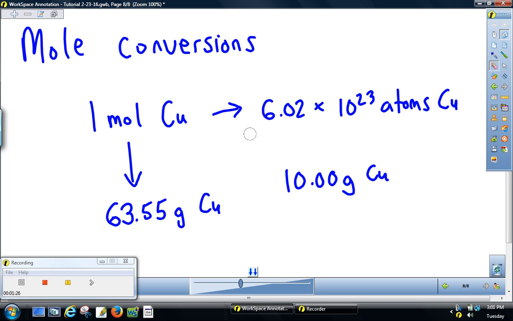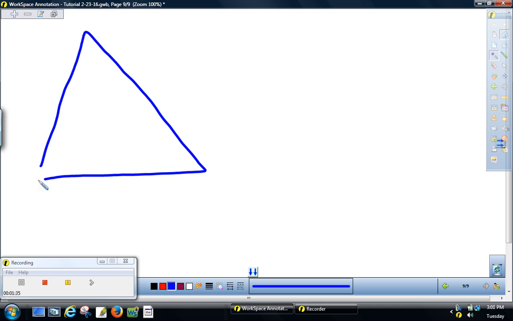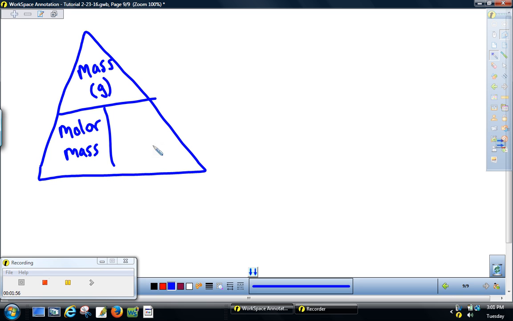There are two algebraic triangles here that we can learn. I'll give you a flow chart in class too, but I'd like you to use the triangle. Here's one triangle. If you know how many grams you have, so if you put an object on a scale and the scale says you have 10 grams of copper, what do you do with that? Mass divided by the molar mass, how much 1 mole weighs, will give you the number of moles, which we represent with a little letter n.